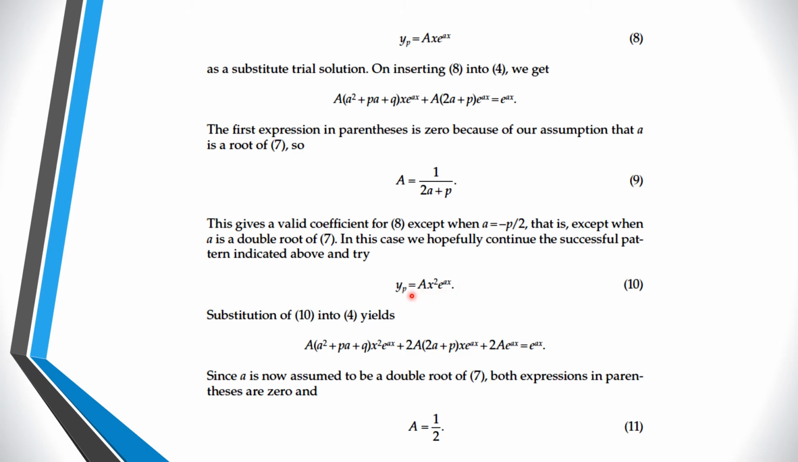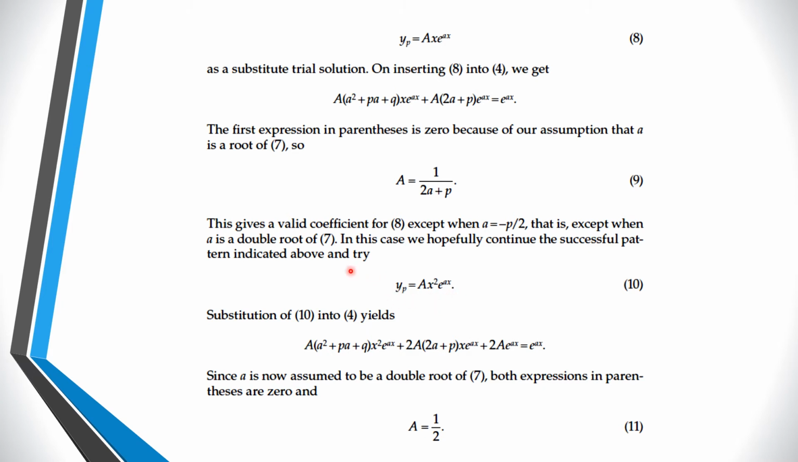Again find out yp dash and yp double dash, substitute in equation number 4, and after comparing, since this factor is 0, this factor is 0, you will have this one. You can cancel out e to the power ax from both sides and the value of capital A will be half, and it is clearly non-zero. So at last you can substitute the value of capital A over here, right? So this is the procedure.